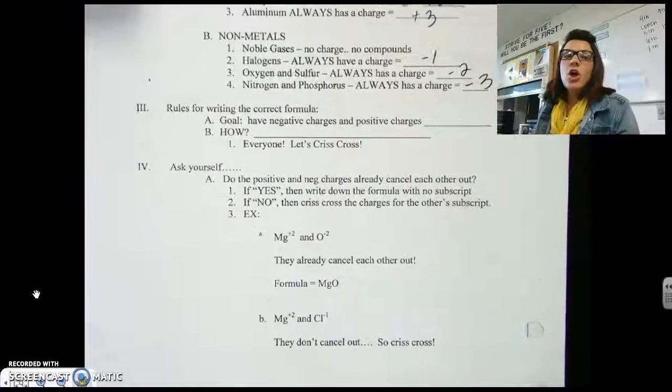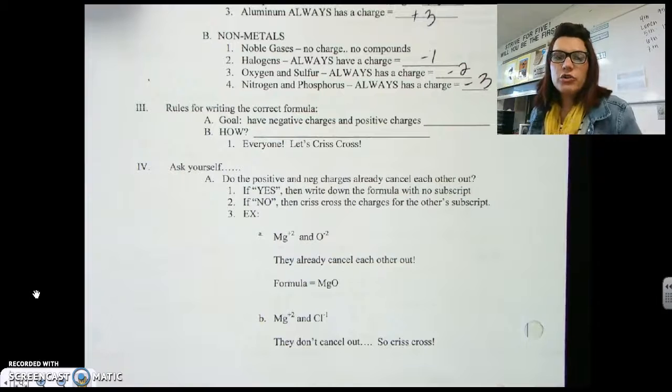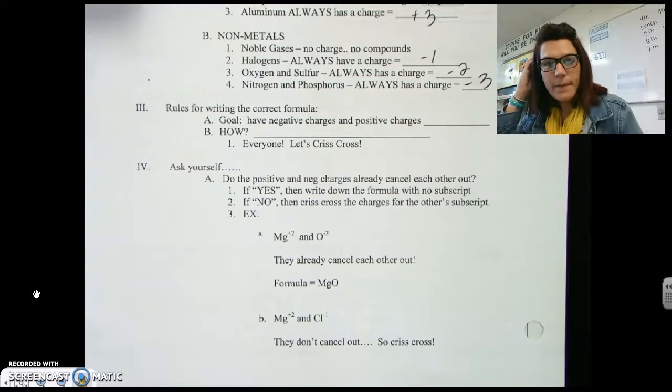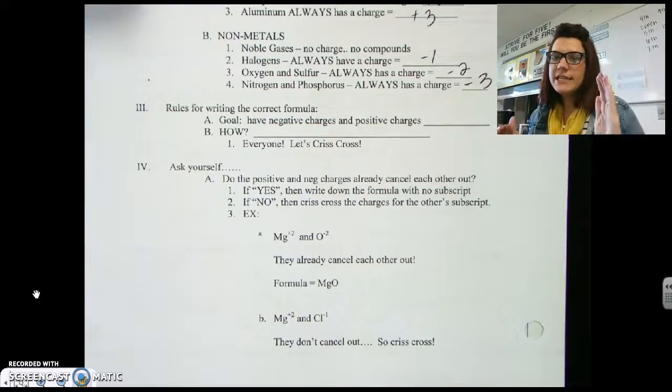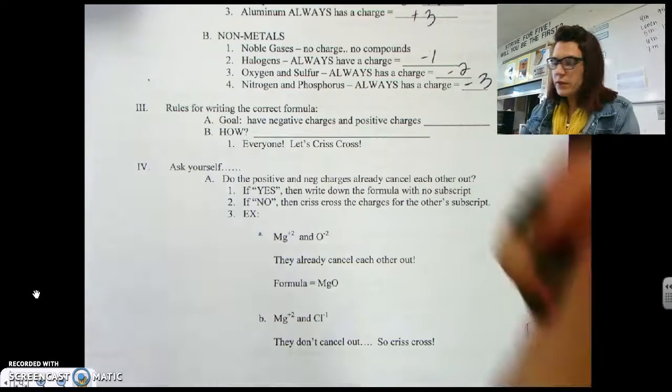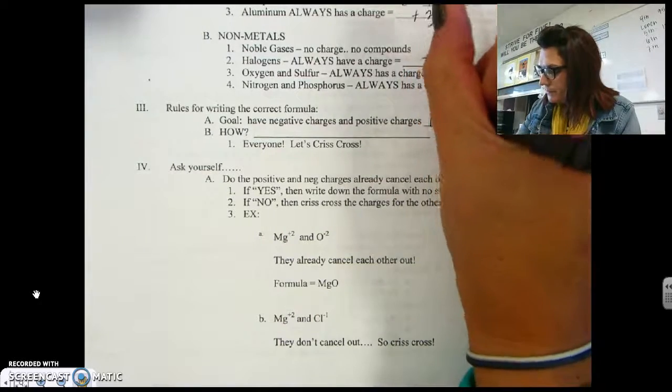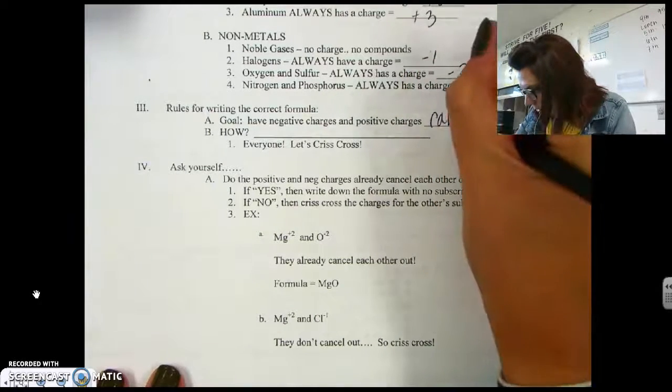The goal for writing a correct formula for an ionic compound is that the negative and the positive charges cancel each other. So we're going to write cancel. I'm sorry, I always mess that up.